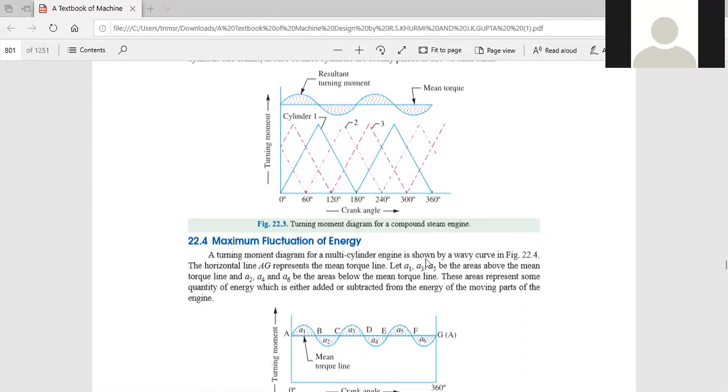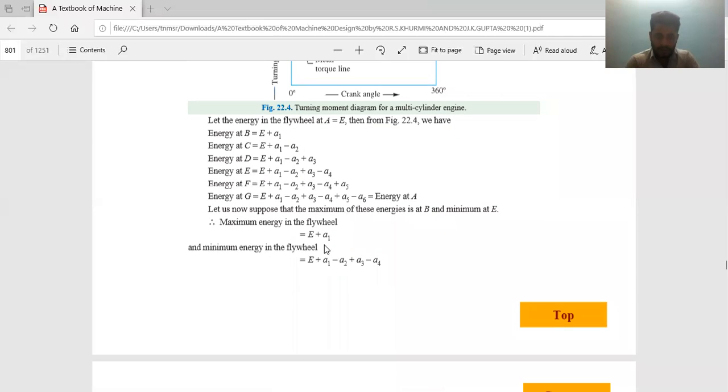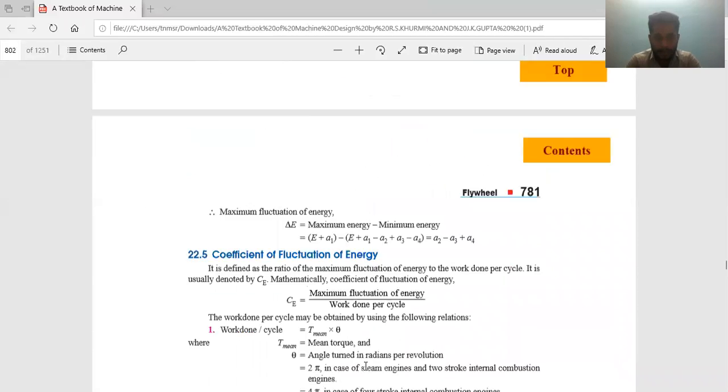Fine. So if I am asking the theory part, that is, explain with a diagram how to calculate the maximum fluctuation of energy of the flywheel, you have to do this entire process. I can ask it for 5 marks, and then you have to do this entire process. Clear?